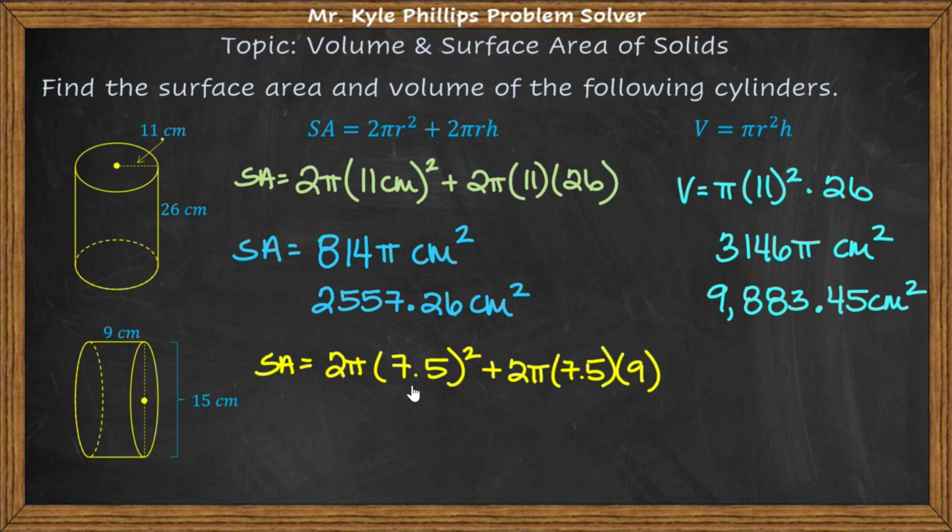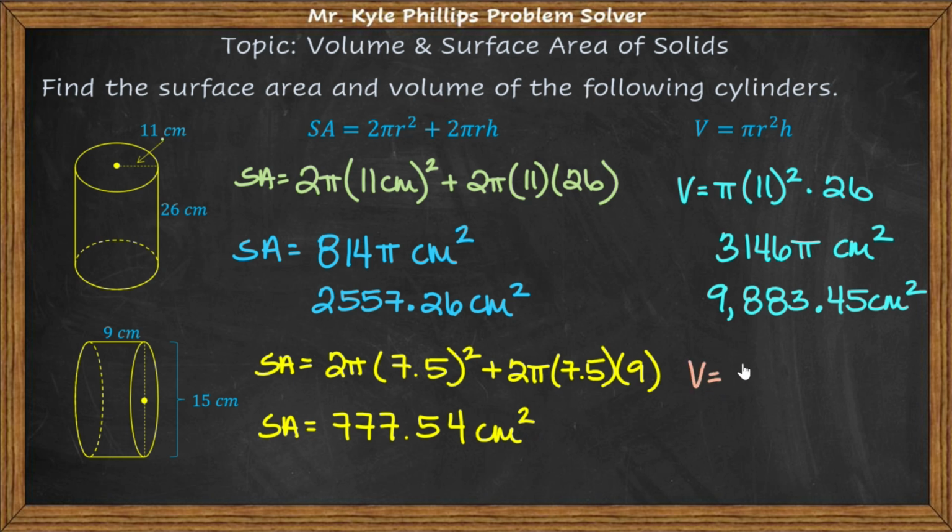So these are the values I should have plugged in: 7.5 is my radius, 9 as my height. The rest can be done on a calculator. And my surface area here is going to be 700 77.54, and this will be centimeters squared.